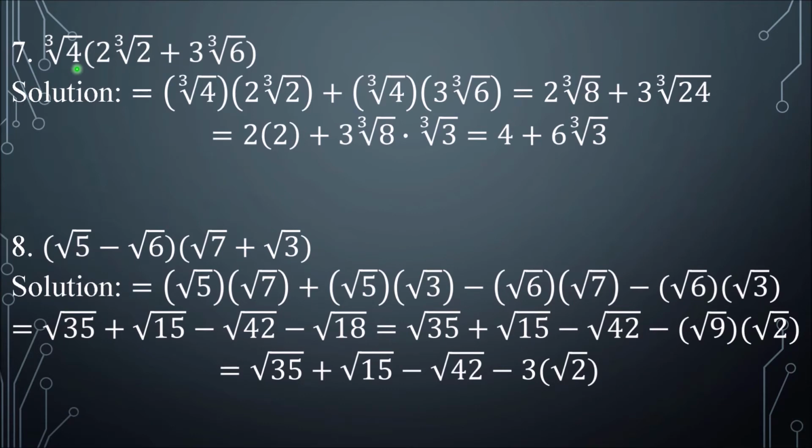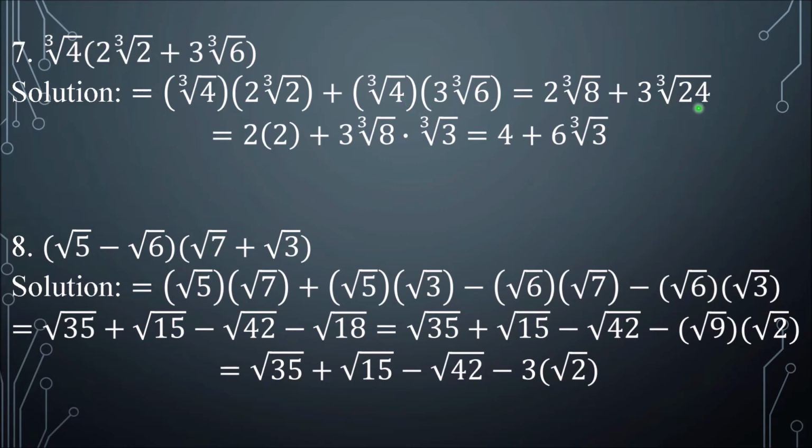Number 7, cube root of 4 times 2 cube root of 2 plus 3 cube root of 6. So distribute this one times this. That will be 2. 4 times 2 is 8, so 2 cube root of 8. Next, distribute this one to this. So cube root of 4 times 3 cube root of 6 is 3.